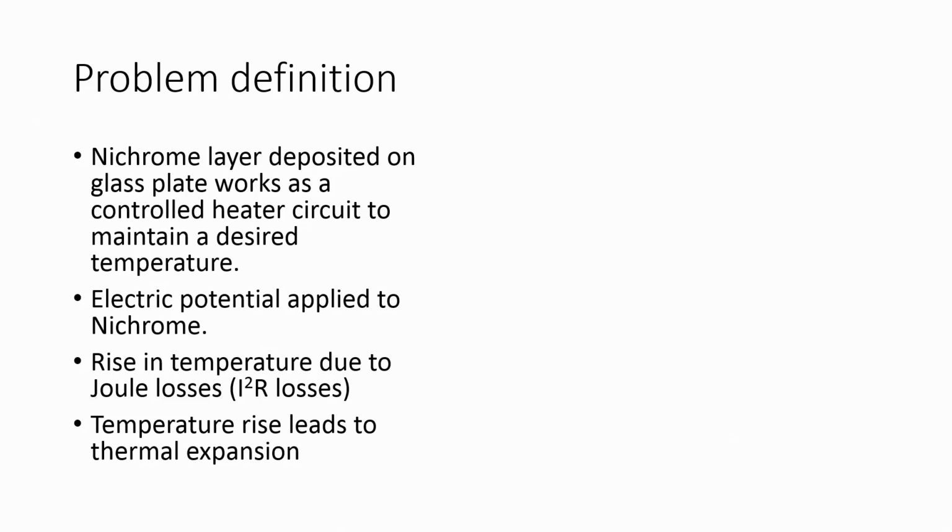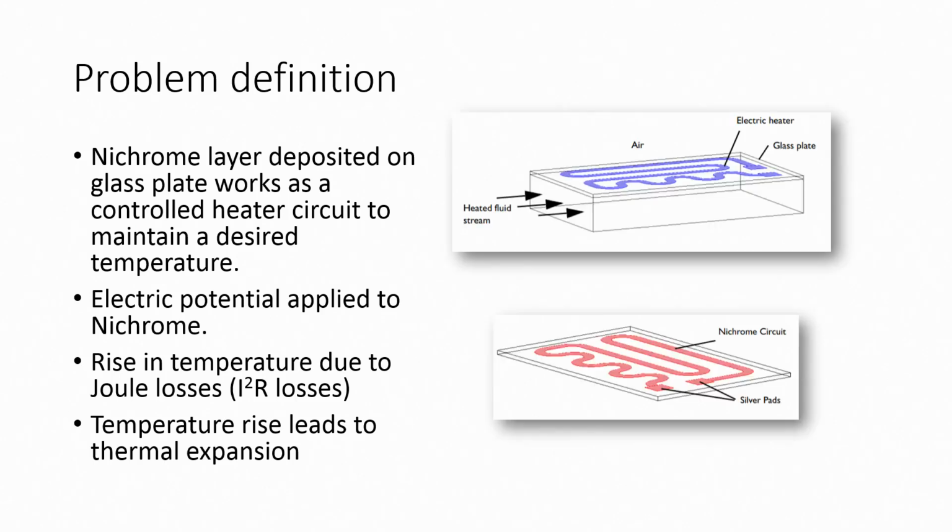Electrical potential we have to apply to nichrome, and the rise in temperature is due to the Joule's losses, I square R losses. I told you that when you apply voltage, there is a flow of current, and because of the resistance there will be loss, which is Joule's heating, and those losses are I square R losses. The temperature rise leads to thermal expansion. So, like I said, we are interested in understanding the effect of applying power to a heater, and understanding the heating and the power losses as well as the stress in the film.